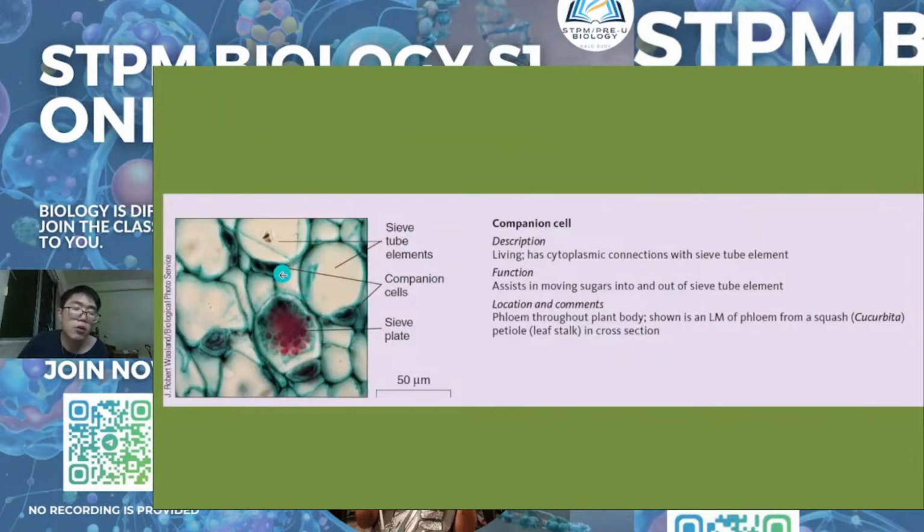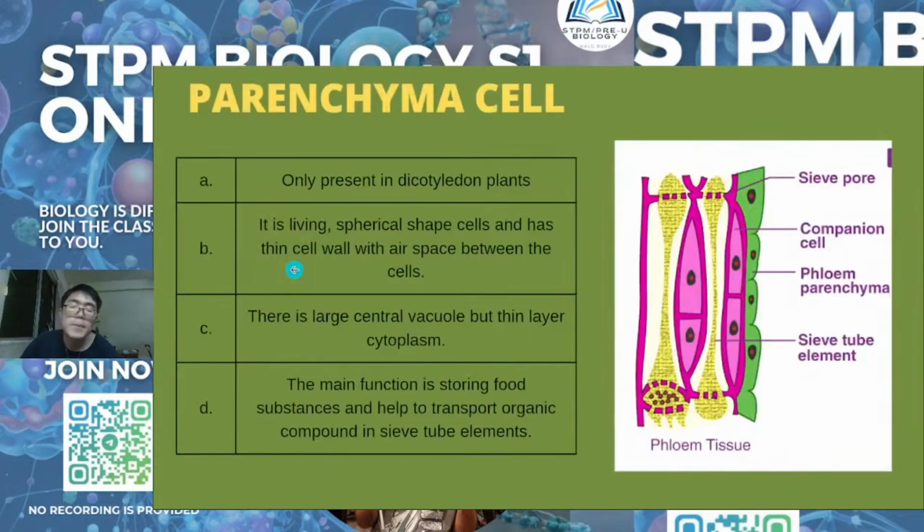Okay, so this is the companion cell. You see here, the companion cell is very small compared to the sieve tube. The sieve tube element is very big, much bigger compared to the companion cell. The companion cell is just very small, and it has a nucleus. The sieve tube element does not have any nucleus. It is a tube, after all. But the companion cell is smaller and has a big nucleus. Okay, next is about parenchyma cells.